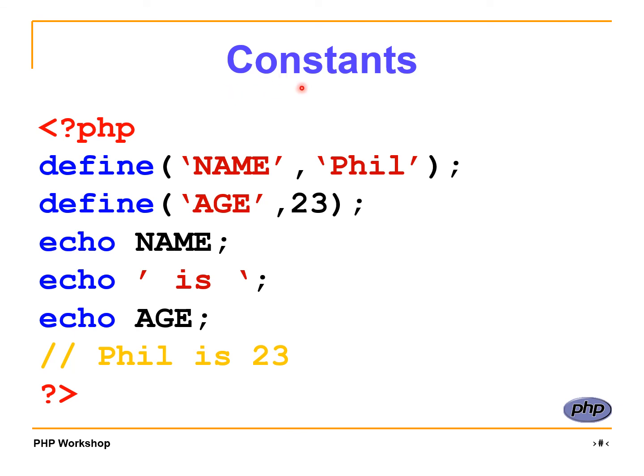Here is an example related to constants. This is the start of the PHP code. Define 'NAME', 'Phil'. So NAME is a constant which has the data Phil. Then define 'AGE', 23. AGE is a constant which has the data 23. Echo NAME prints Phil. Echo AGE prints 23. So the output is Phil is 23.